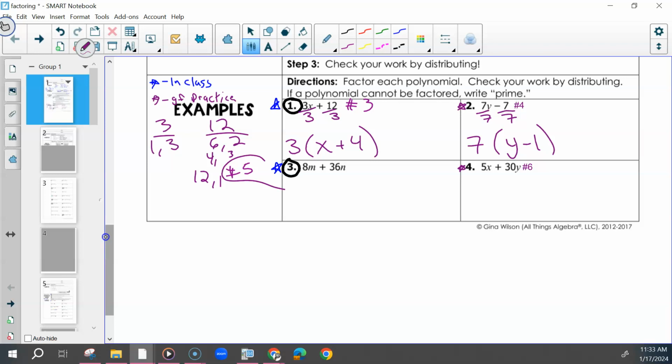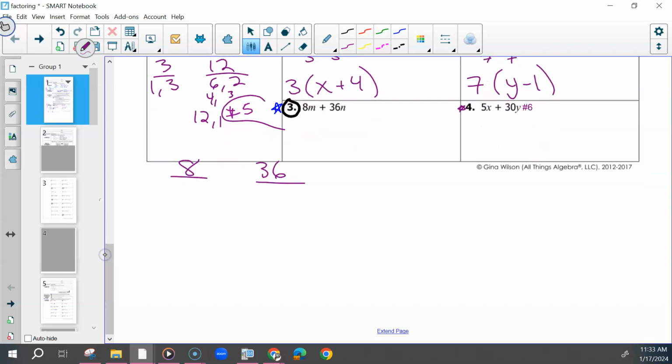Number 3 is a little different because 8 does not go into 36. So 8 could not be the GCF. So let's list out our factors. For 8, from before we know the factors are 1 and 8, and 2 and 4. What are some factors of 36? 4 and 9.